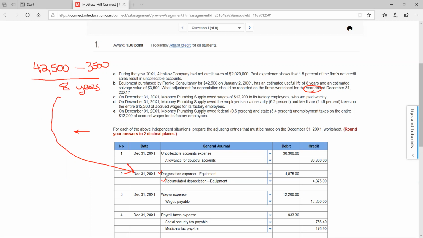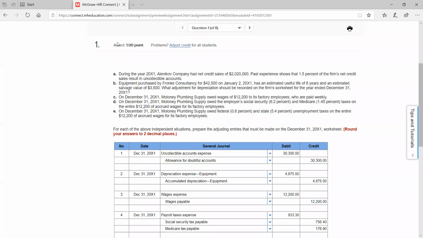All right. Now, the next one, let me clear this, is simply a payroll accrual. And it just says in this one that you owe wages of $12,200. They're paid weekly. All you do is you debit your expense account and you credit a payable for the $12,200. They call this an accrual payroll. Notice you have an expense, but you haven't paid it yet. But because you've incurred it, and that's the key word, you've incurred it, you have to go ahead and record it.